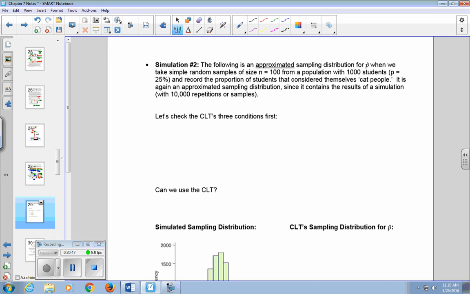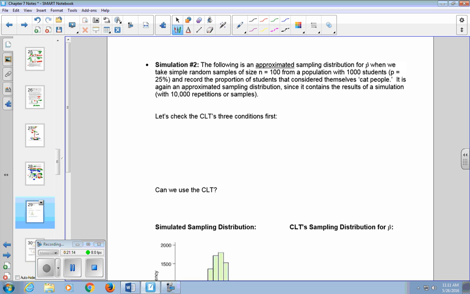And so simulation number 2. Following is again an approximated sampling distribution for p hat when we take simple random samples of size n equal to 100 from a population with 1,000 students. And again, p, the population proportion, was 25% CAP people. And we recorded the proportion of students that consider themselves CAP people. It's again an approximated sampling distribution since it contains the results of a simulation with 10,000 repetitions or samples.